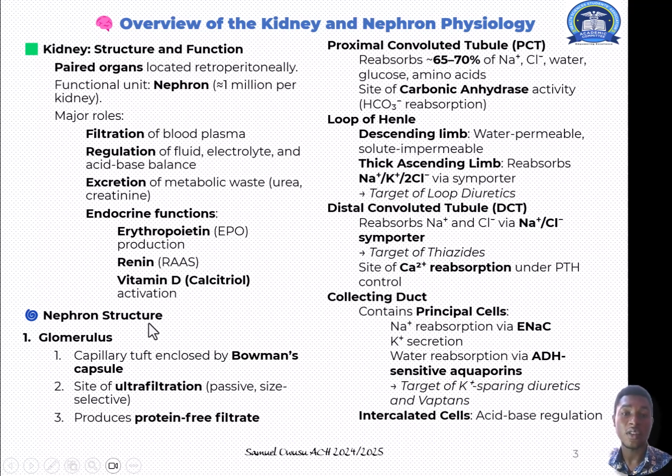Now, the nephron, like we said, is the functional unit of the kidney and it has certain parts. It starts from what we call the glomerulus, or the renal corpuscle, then it continues down with the tubules and then it exits into the collecting duct. Now the renal corpuscle is made up of the glomerulus and the renal capsule, also known as Bowman's capsule.